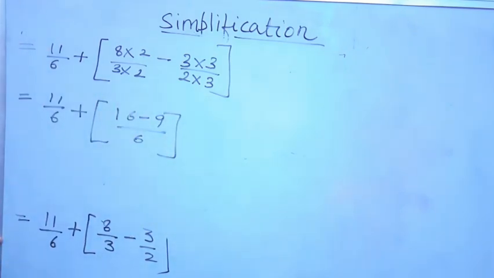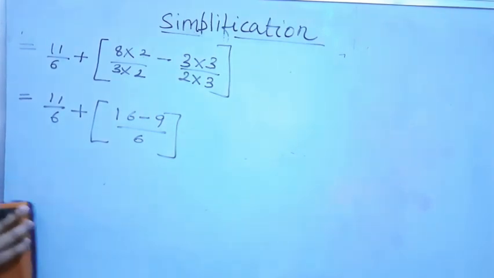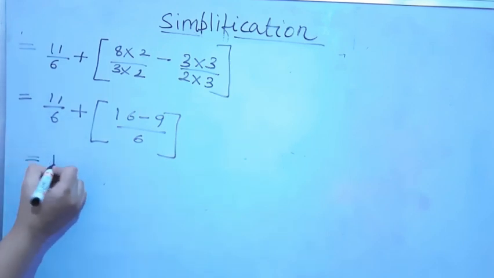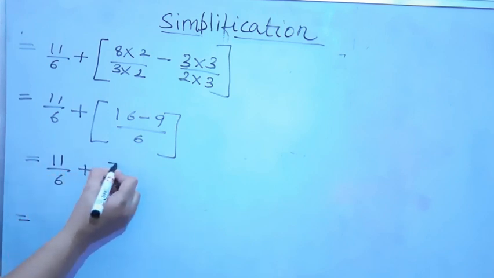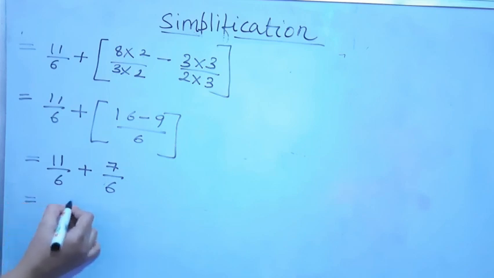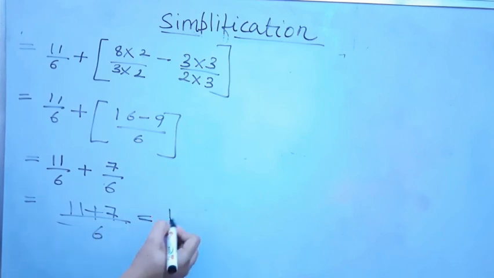Now let me rub this previous step so that you may all not get confused. So what is 16 minus 9? Students, 16 minus 9 is 7. So here it will be 11 upon 6 plus 7 upon 6. Since the denominators are same, we can retain the common denominator and we will simply add the numerators. So 11 plus 7 is 18, and 18 upon 6.